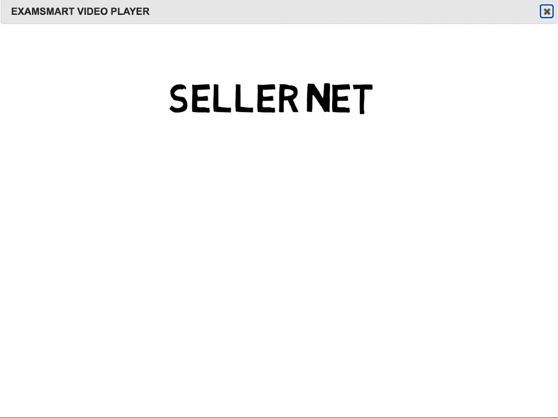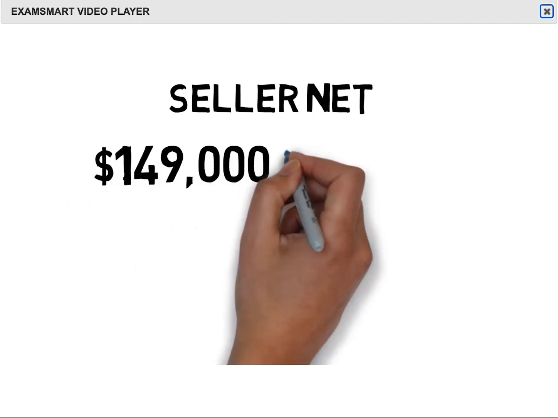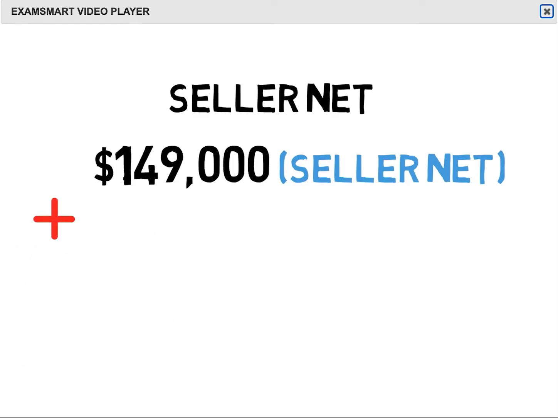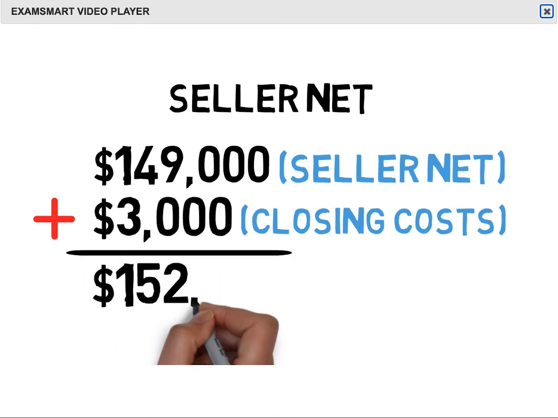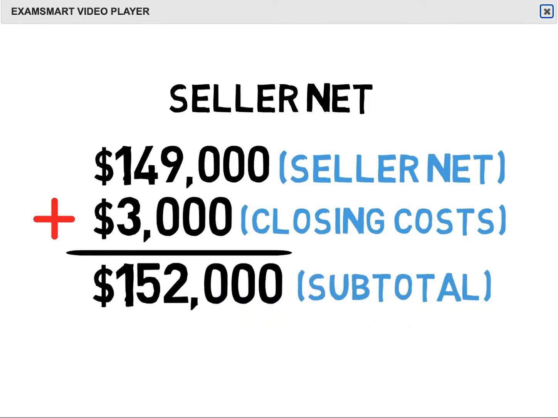So we will take the seller net of $149,000 and add the $3,000 of closing costs the seller will have to pay. That will give us a subtotal, if you will, of $152,000.